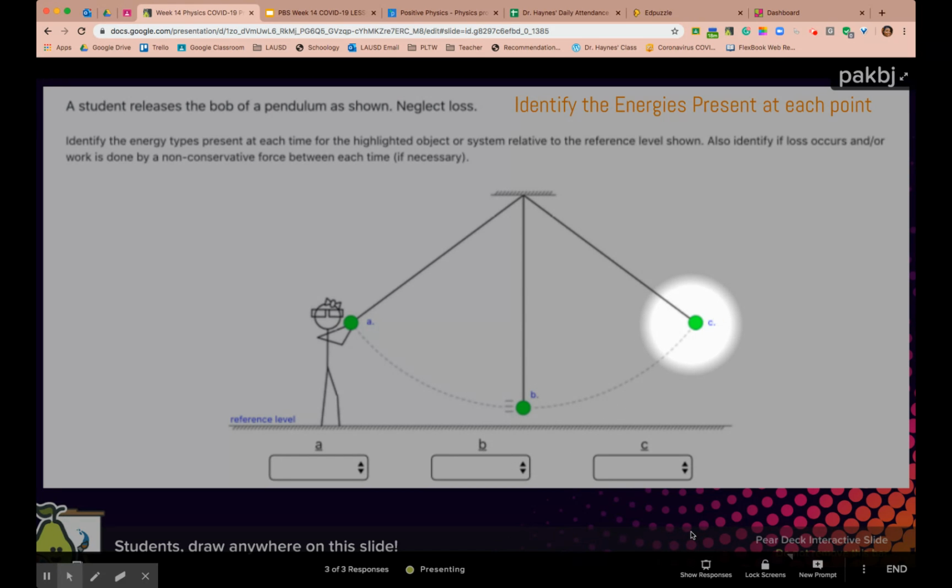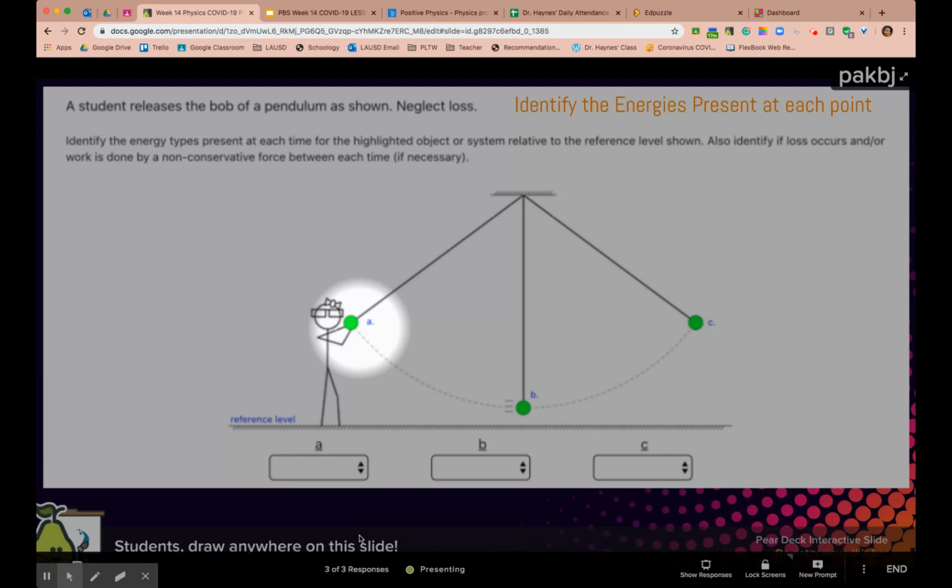And then C, it has no kinetic energy anymore because there are no lines here. You know those three lines that show something's moving? There's no kinetic energy, but it is above the reference level, so it has potential energy. There is no elastic energy in the system, right? Because nothing is being stretched or compressed. This is just a regular string. It's not like a rubbery string. It's just a regular string on a pendulum, kind of like those tether balls. So good. So we have gravitational potential energy and kinetic energy in this system.